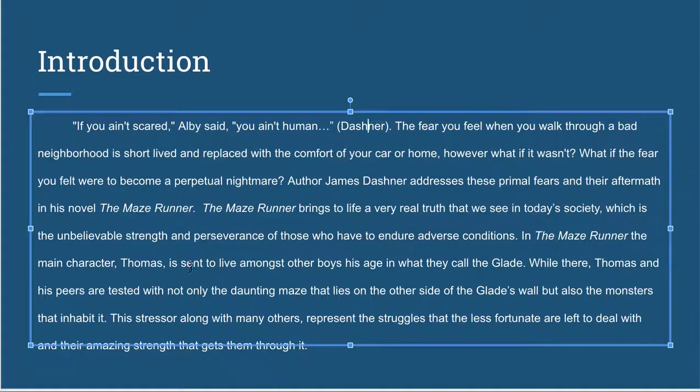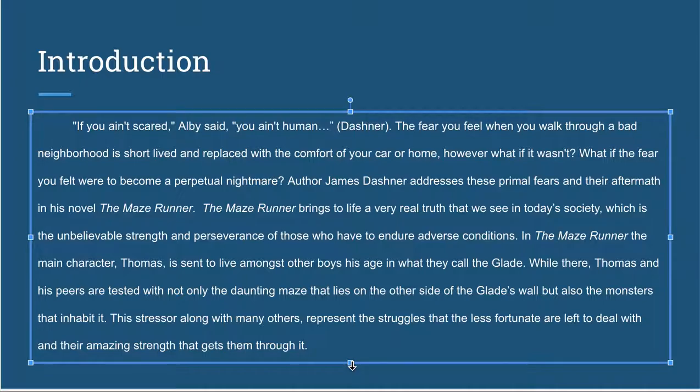In The Maze Runner, the main character, Thomas, is sent to live amongst other boys his age in what they call the Glade. While there, Thomas and his peers are tested with not only the daunting maze that lies on the other side of the Glade's wall, but also the monsters that inhabit it. This stressor, along with many others, represent the struggles that the less fortunate are left to deal with and their amazing strength that gets them through it. I'm going to pull that down so you can see it.